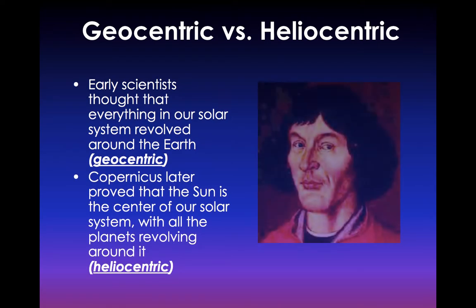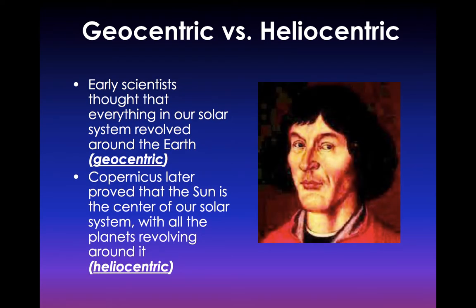Geocentric versus heliocentric. Way back when, early scientists thought that everything in our solar system revolved around the Earth, and that's what's known as geocentric. Copernicus later proved that the sun is the center of our solar system, with all the planets revolving around it. That's heliocentric.